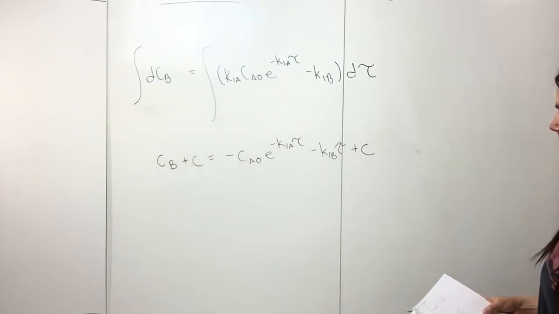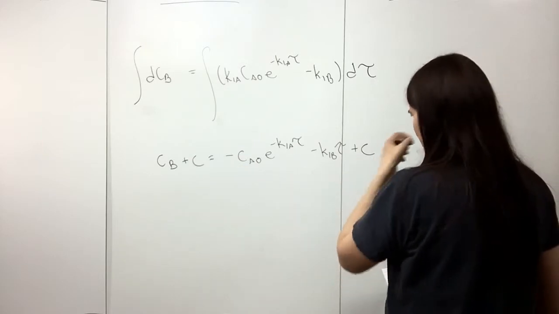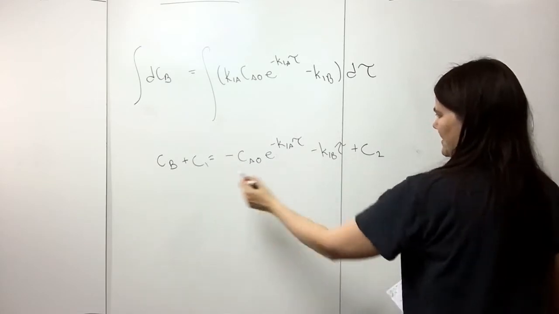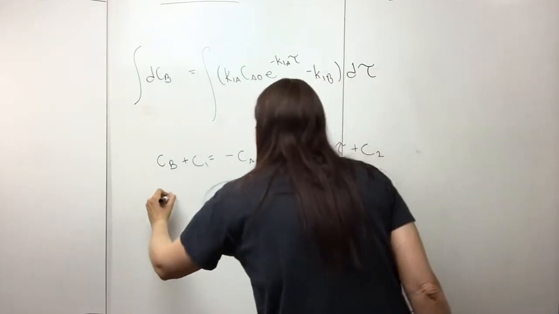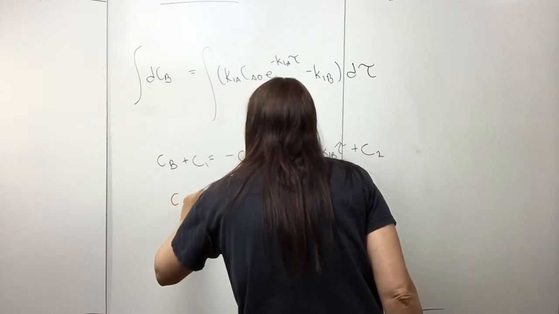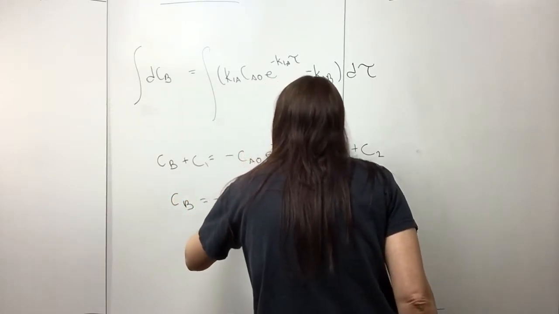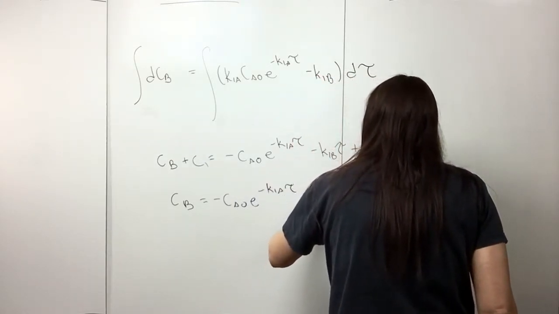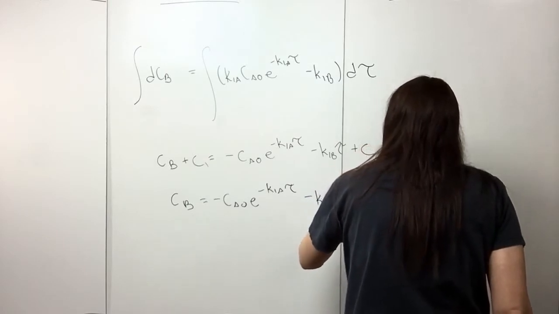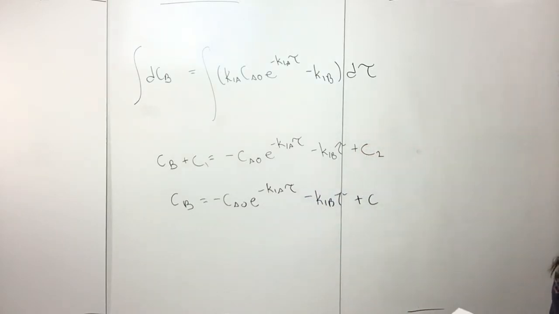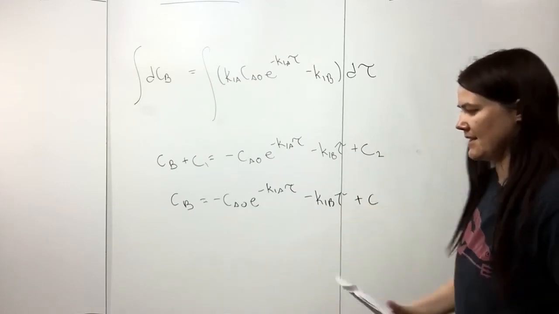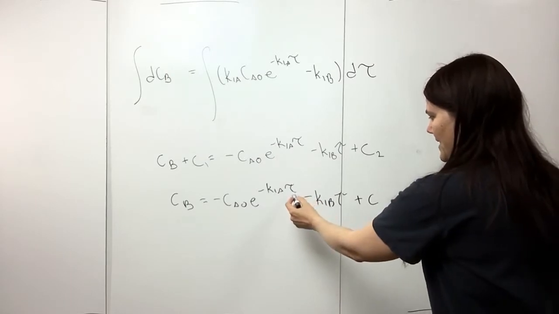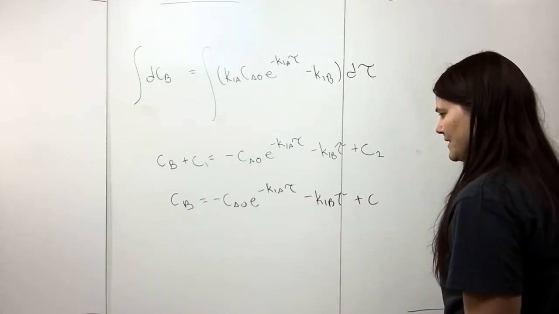And I'm just going to combine these constants. I mean, this would probably be like C1, C2. I'm just going to combine these constants, so I have one constant, so then I would have CB is equal to minus CA naught e to the minus K1A tau minus K1B tau plus C. So then you need to solve for C. And so the way you do that is apply your initial conditions. So you know that at tau is equal to 0, CB is 0.